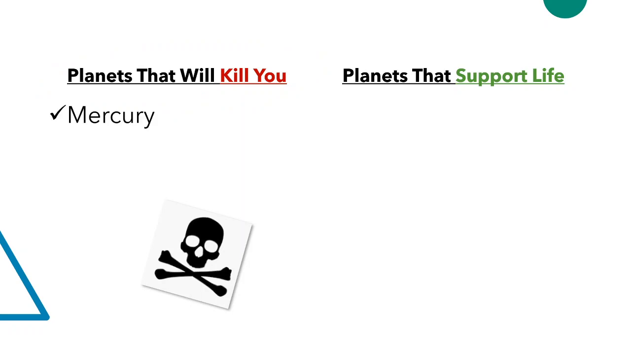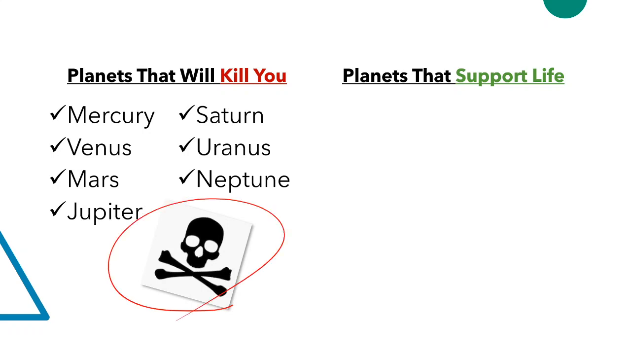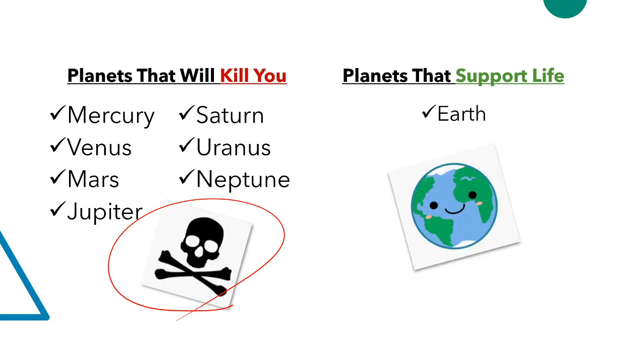It would include Mercury, Venus, Mars, Jupiter, Saturn, Uranus, and Neptune. That's 7 of the 8 planets in our solar system would kill you just about right away. And if you had a list of the planets that support life where you could live in our solar system, well, heck, it'd be a very short list. It would only be Earth. Look at this happy little Earth smiling back at us.